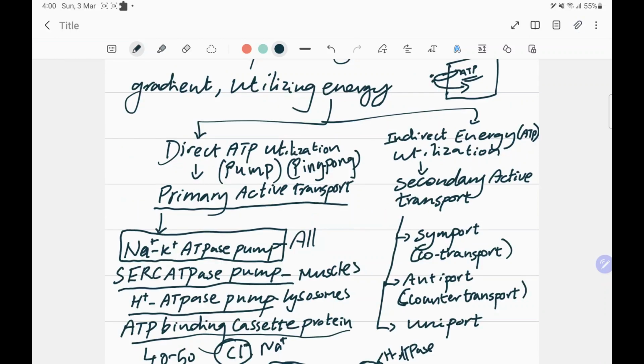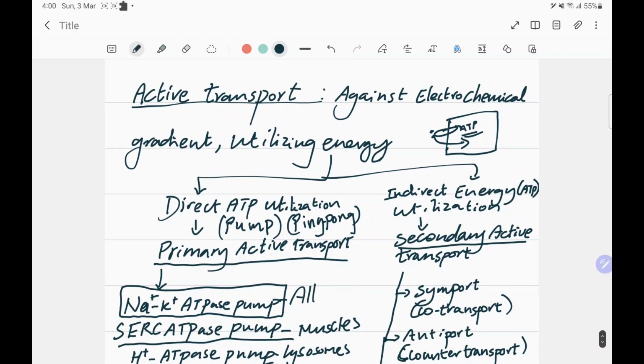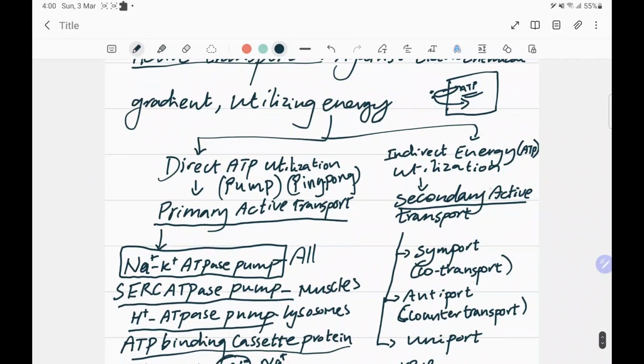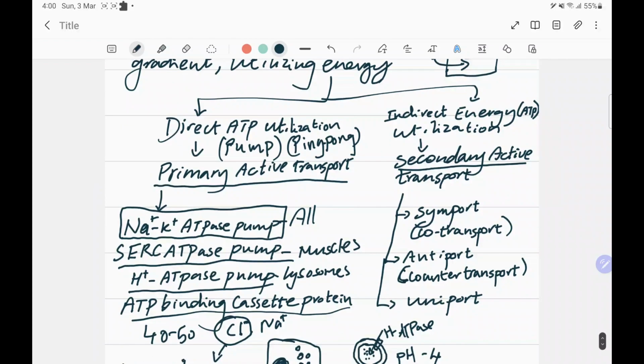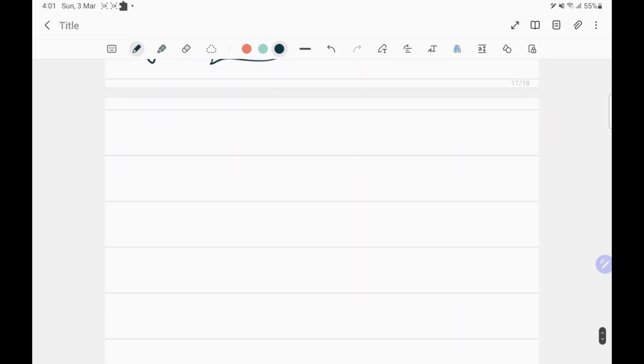Next we have the secondary active transport. Again, transport happens against the electrochemical gradient, and we are utilizing energy differently. We have these transporter molecules, but they don't work the way you think they work. I'll give you an example.